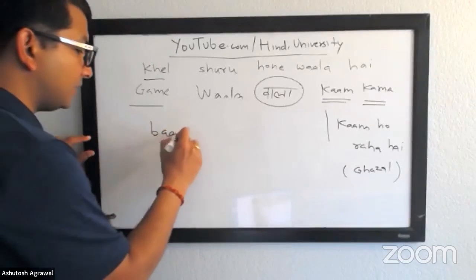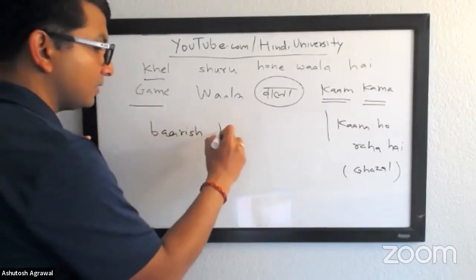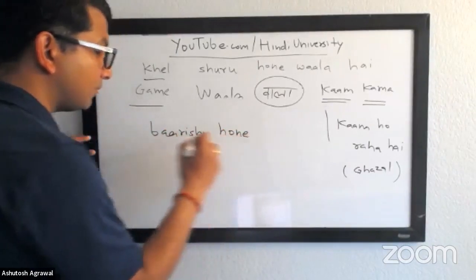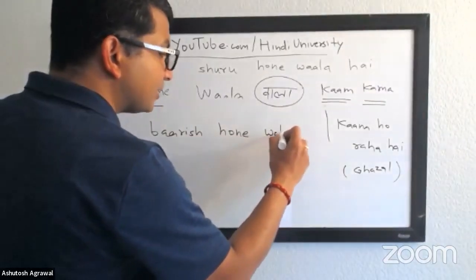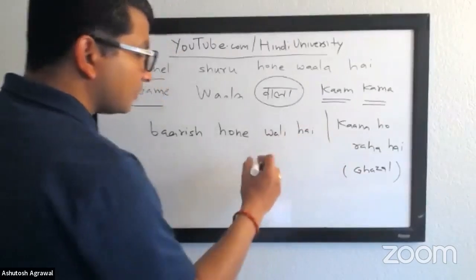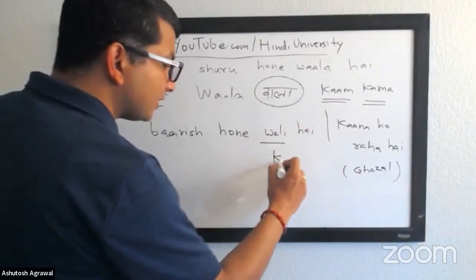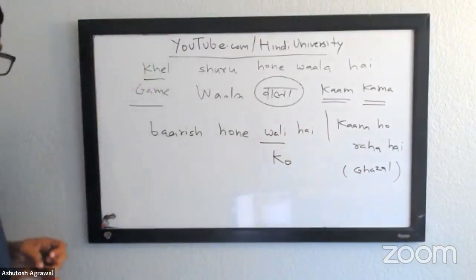बारिश होने वाला है. बारिश is feminine, so बारिश होने वाली है. Very good. And the second one you can say बारिश होने को है. Yeah.